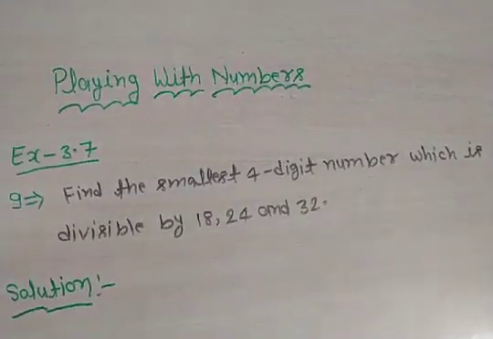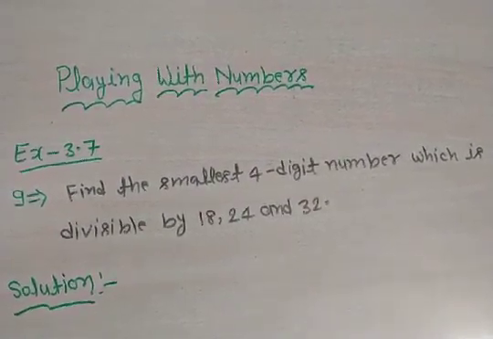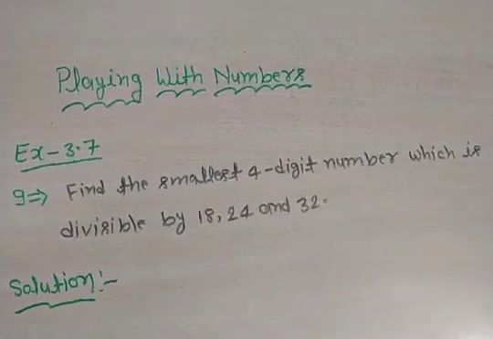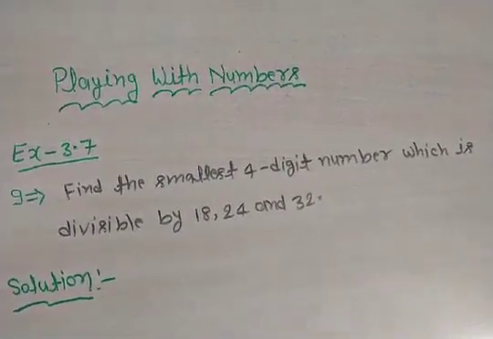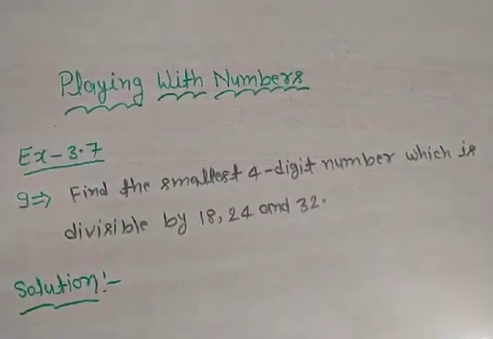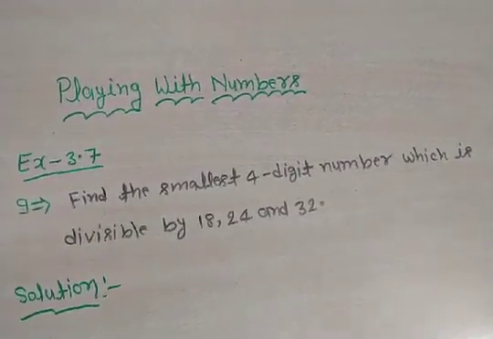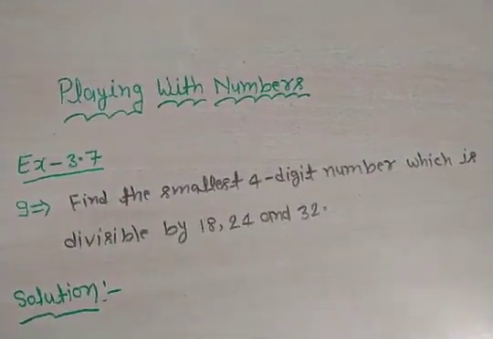Good morning, student. Today we are going to solve exercise 3.7, question 9 of Playing with Numbers. Question 9: find the smallest 4-digit number which is divisible by 18, 24 and 32.